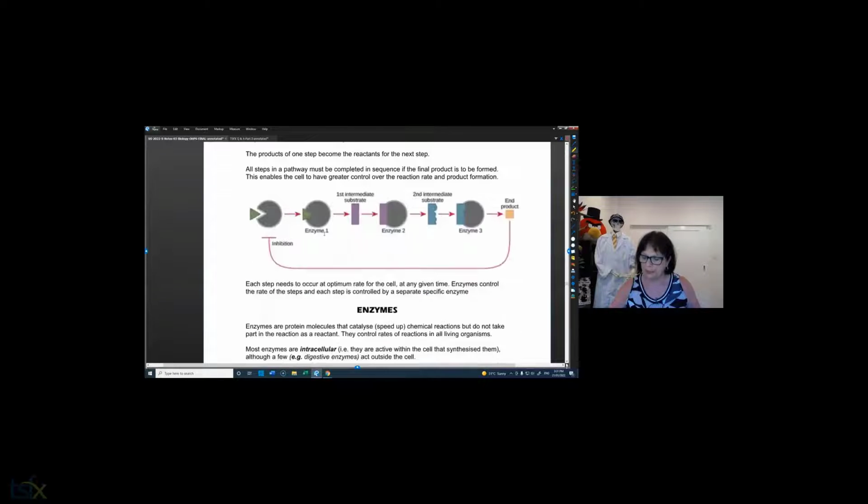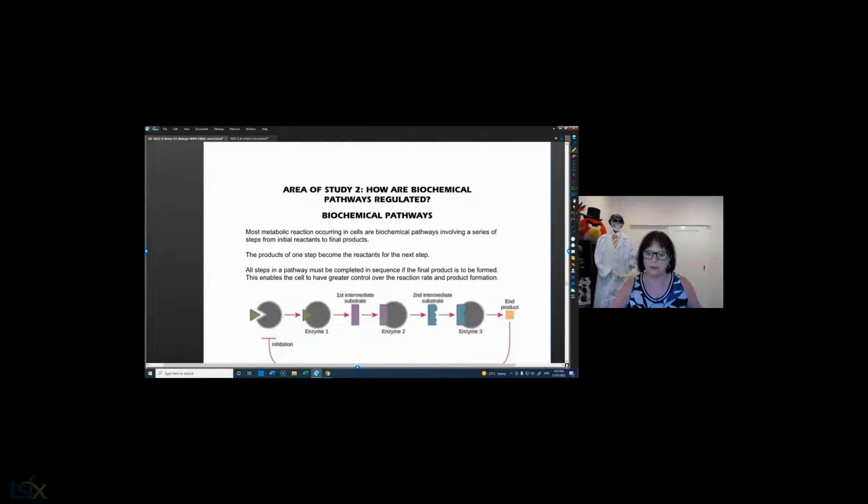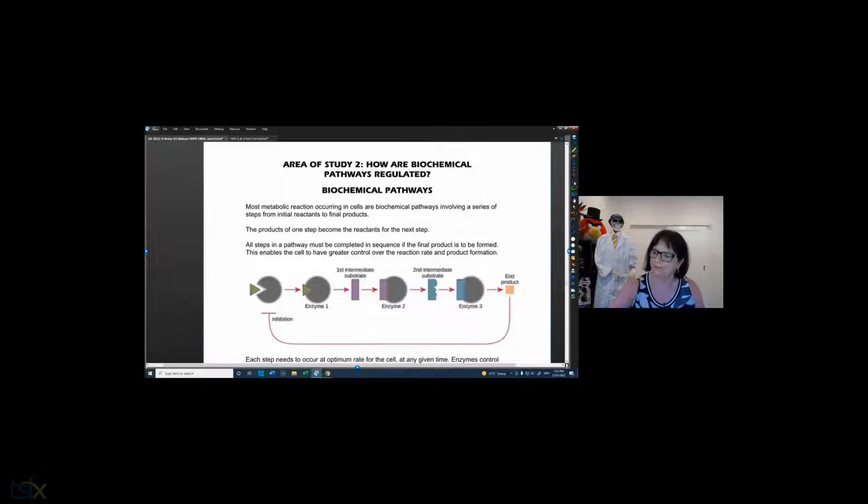So I'm looking on what page am I on? Page 122. And just while you're turning that, I'll see if there are any questions that have come up in the meantime. Oh, good. Lovely.